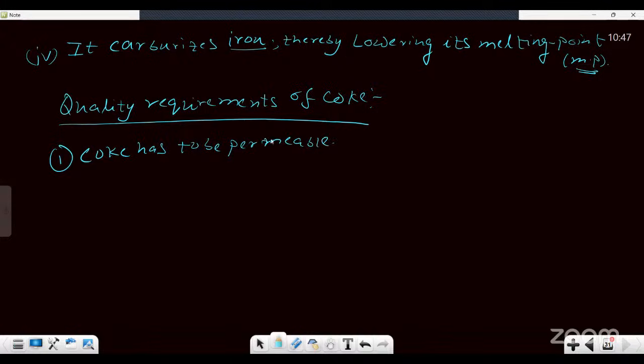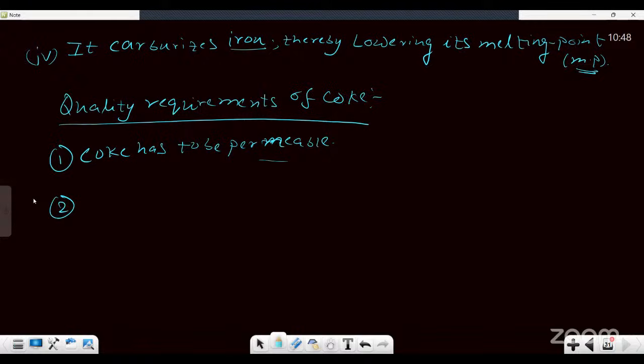Why? Because if the coke is not permeable, the reducing gases will not pass through the coke easily. And if the reducing gases are not passing through the coke, then obviously there is going to be insufficient reduction reaction. So this is one of the important things, which is the permeability.